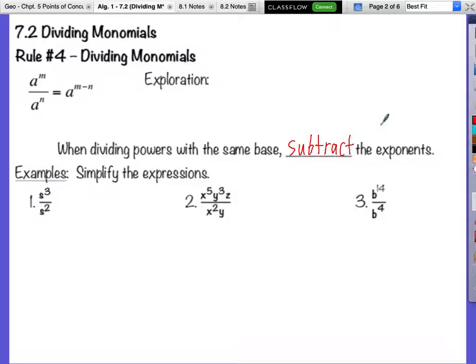There's a couple ways we can think about this to help clarify. One way is, what did we do when we multiplied, like a to the m times a to the n? What did we do with those exponents? We added them. Well, what's the opposite of multiplication? Division. And what's the opposite of addition? Subtraction. So does it make sense that when we do the opposite of multiplication by dividing, we would do the opposite of adding, which is subtracting? I think it does make some sense for us.